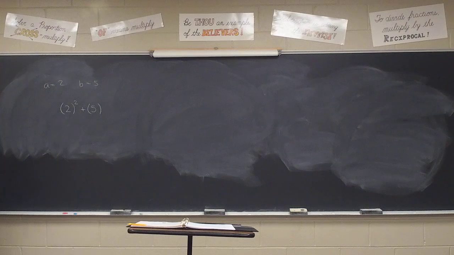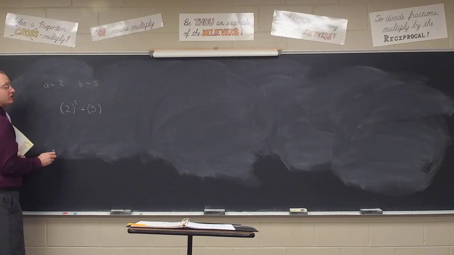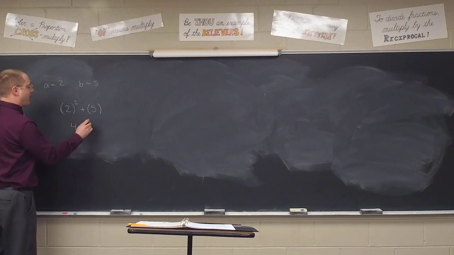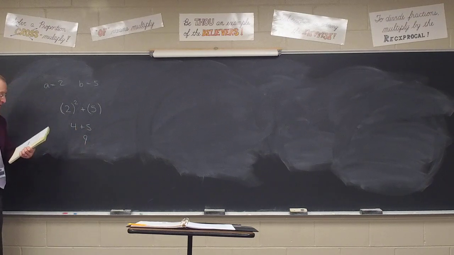Now, order of operations class says I need to take care of what first? Exponent. The exponent. So 2 squared is 4. And then add the 5 to get 9. How many had 9 for number 1?